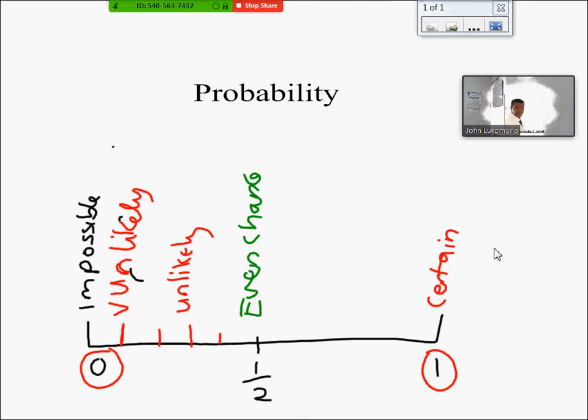Now, the moment we cross the half here, it changes. The events are now likely. What are they? Likely. Once we get to the 3/4 way up the way there, it becomes very, very what? Likely.